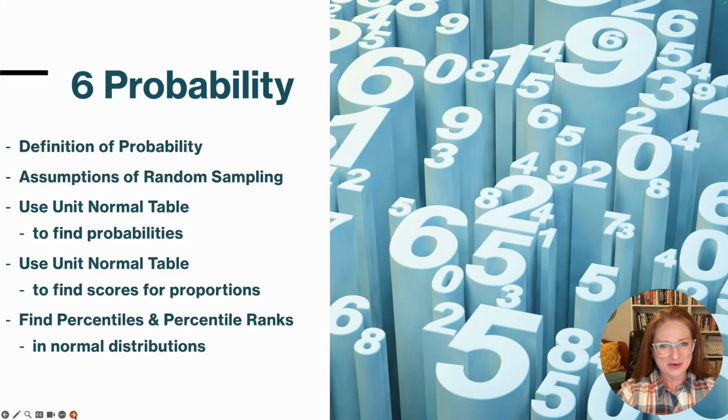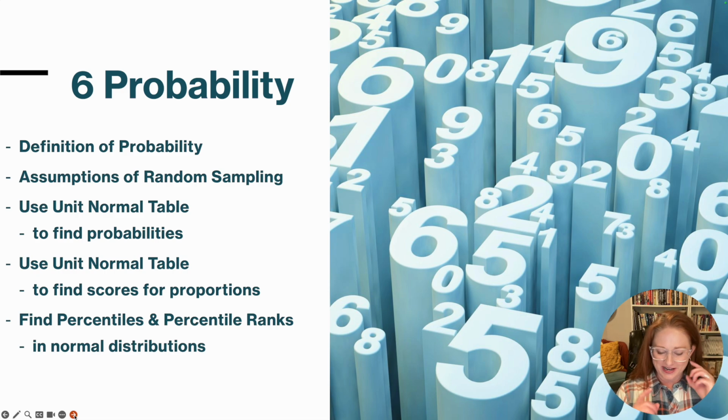Lecture 6, Probability. So building off our previous lectures that talked a lot about mean and standard deviation and the unit normal table, we are going to build on that today. We're going to talk about probability. So we will start off with what the definition of probability is, and then some of the assumptions of random sampling, definitely talking about the unit normal table, the z-table, whatever you want to call it.